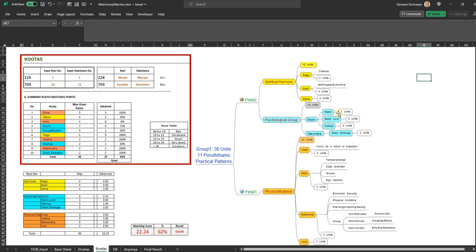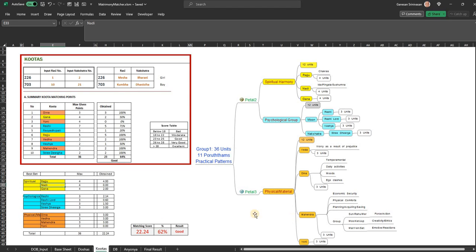Again 3 units for 4 of these, therefore 12 units. Again 3 units for 4 of these, again 12 units. That mark is added and we get 62% of Kootas matching well here. Maybe I did not stick to exactly the Nadi Purtham. These 10 Purthams that you see here is the standard that we call 10 Purthams, in which the Nadi part is not there. Whereas our best bet takes into account Nadi also.